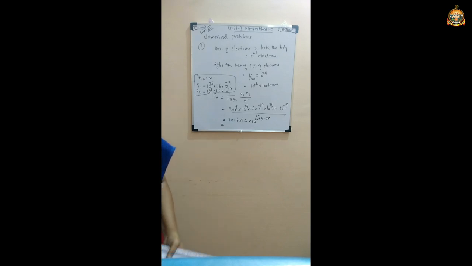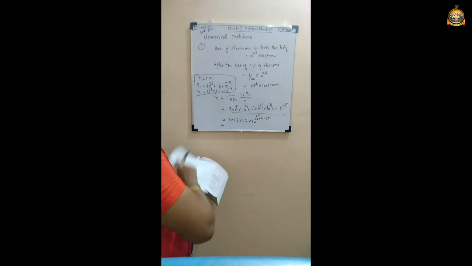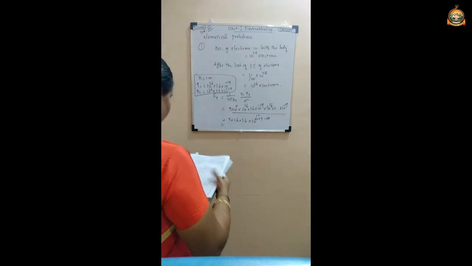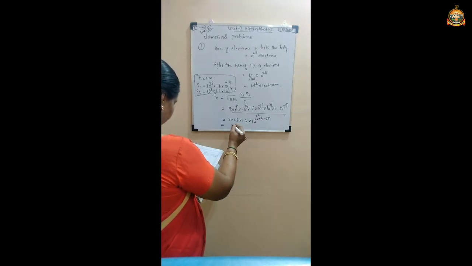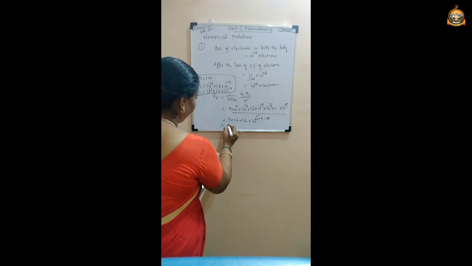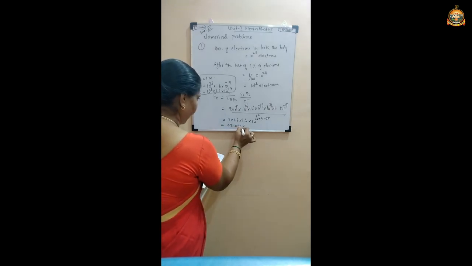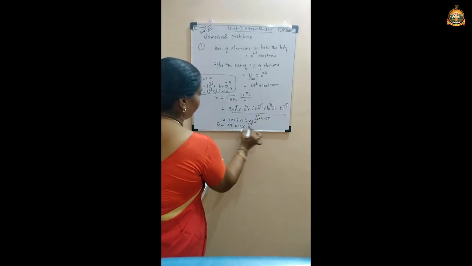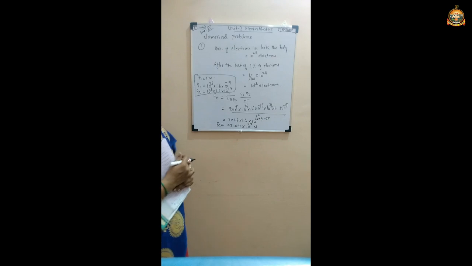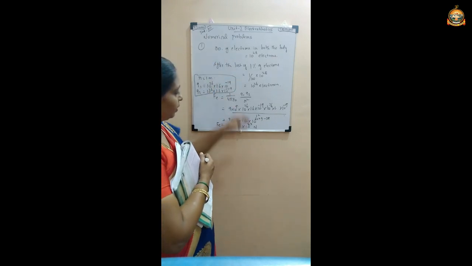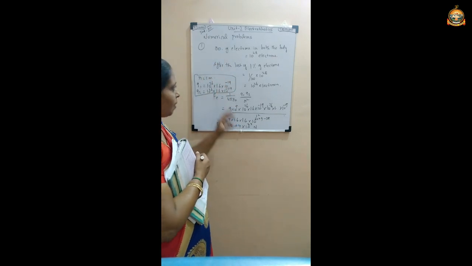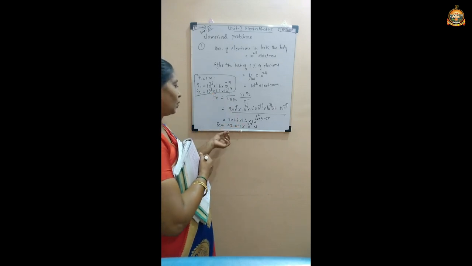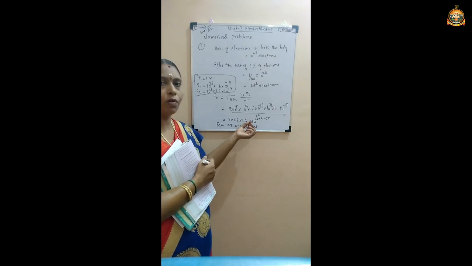That is equal to 1.6 into 1.6, that is equal to 23.04 × 10^23, and the unit of force is Newton. That's all about this problem. This is the answer for the electrostatic force between the two human bodies, that is equal to 23.04 × 10^23 newtons.